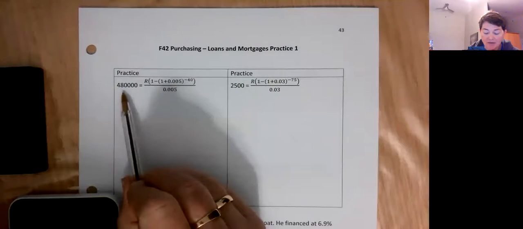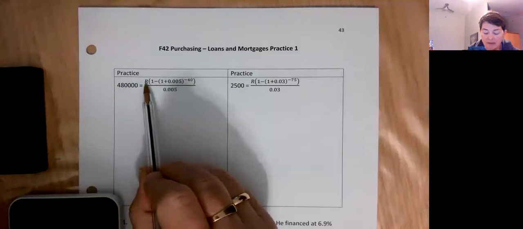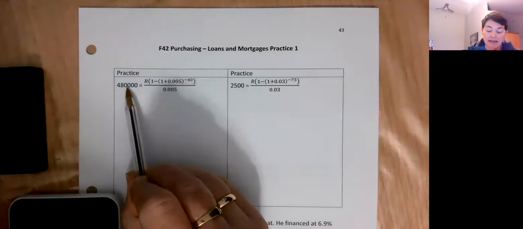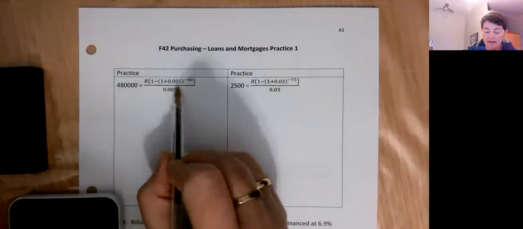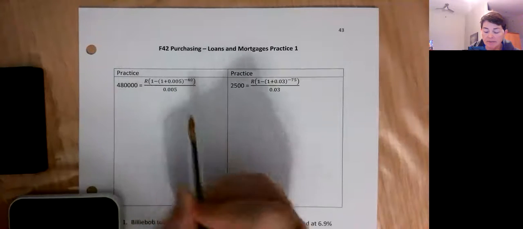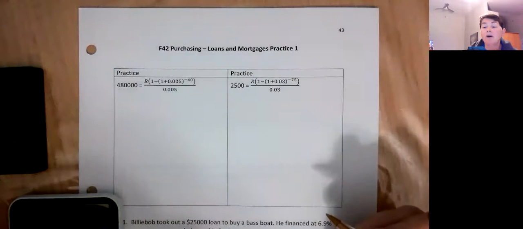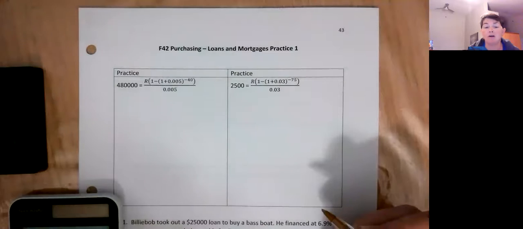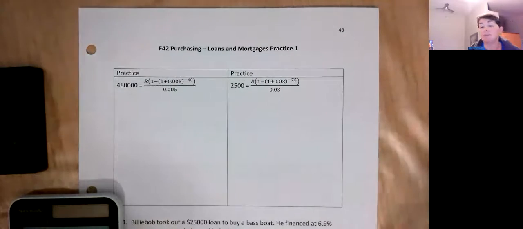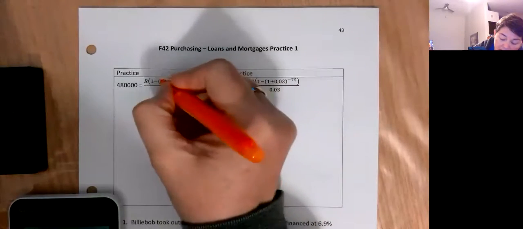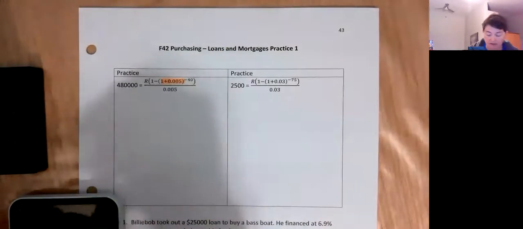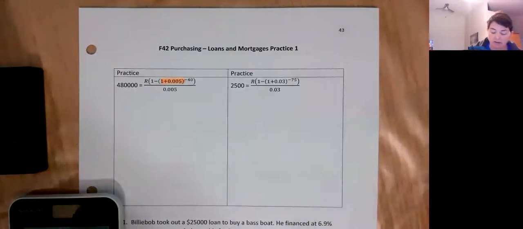So 48,000 is equal to some regular payment. So, 480,000. This is whatever the loan is for. And there's your interest. Those are your time periods. And I can't tell from the question whether this is a monthly payment, but almost all of these are monthly. Anyway, we still approach it the same way as we almost always have. You should be familiar with this. Right? Always do that stuff within the bracket first.